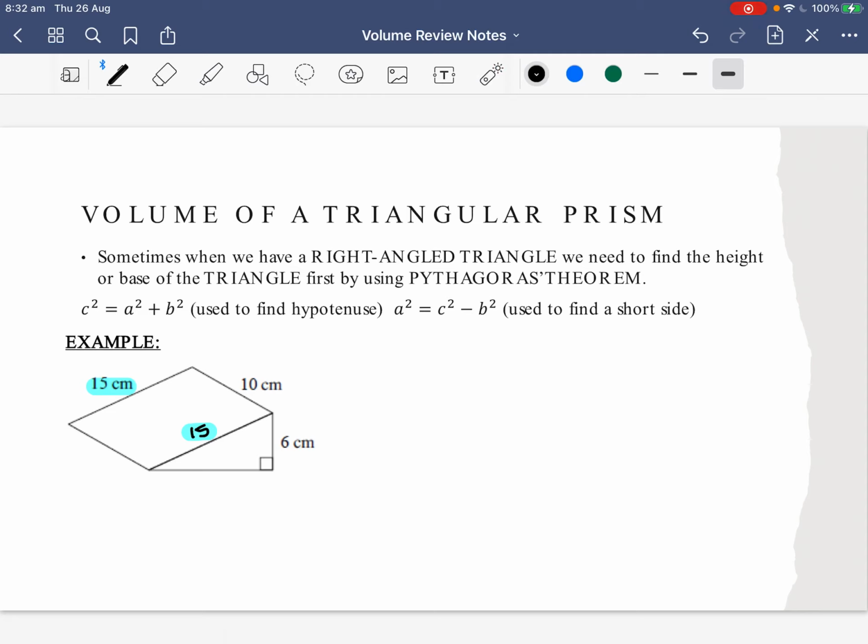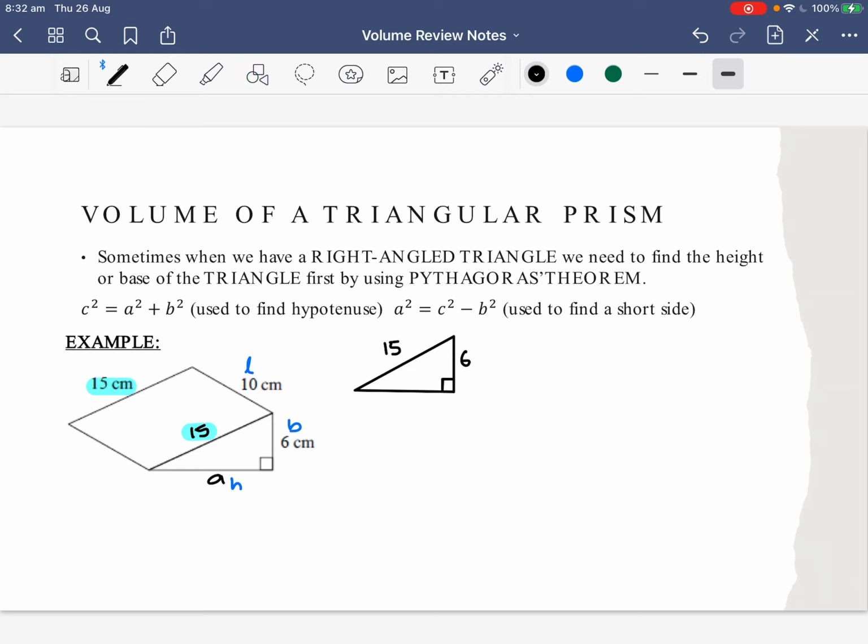So what we need to do is find this length here. I'm going to call that A. And then we have this length here, which is our height or length going away. If I label all of those, we have our B, our H, and our L. If we look at our triangle, I'm just going to replicate it over here.